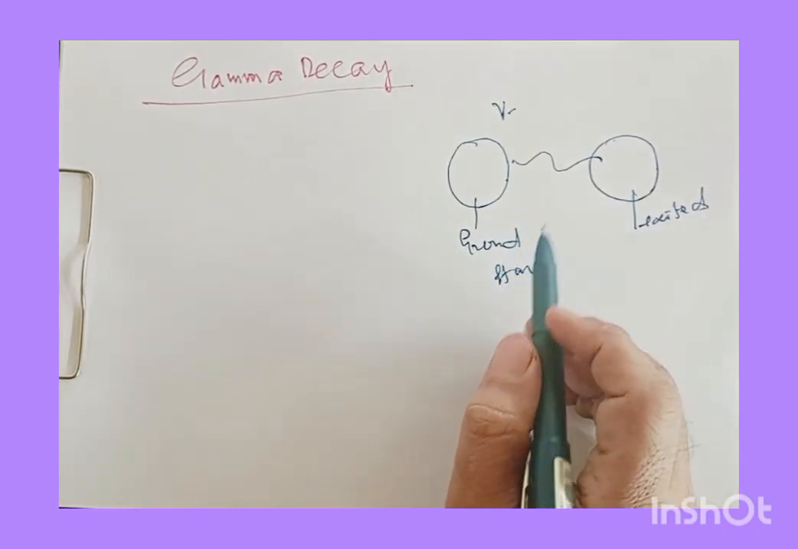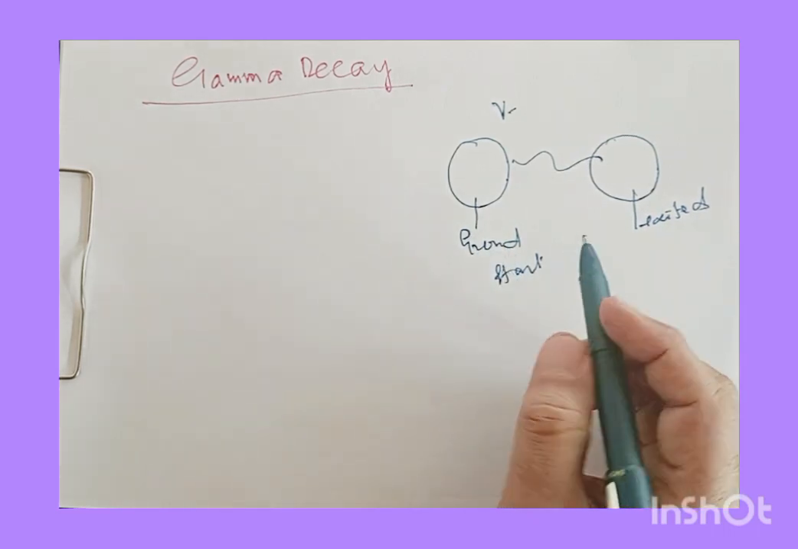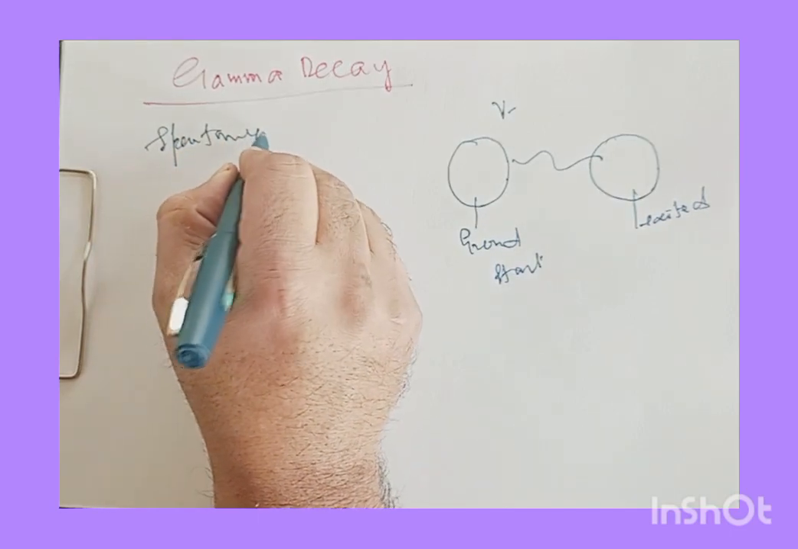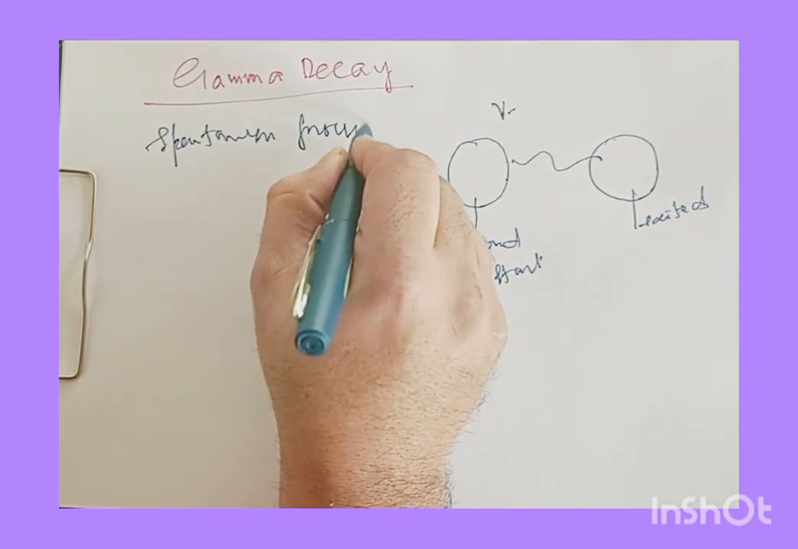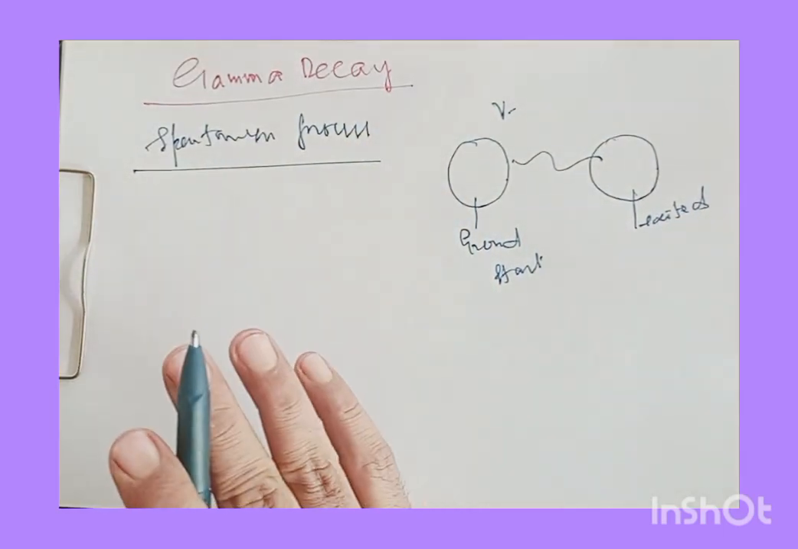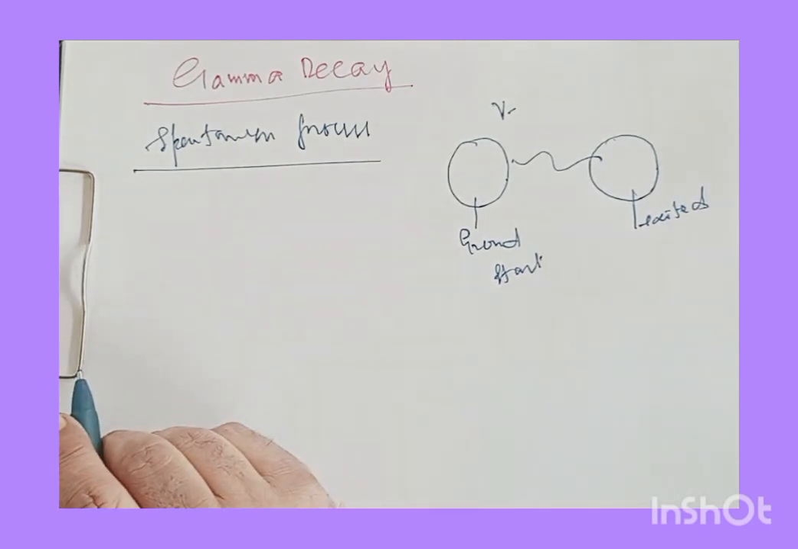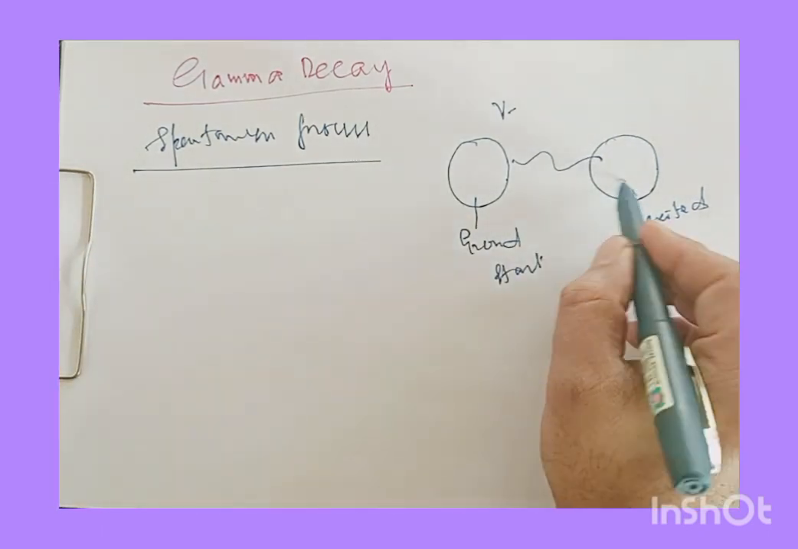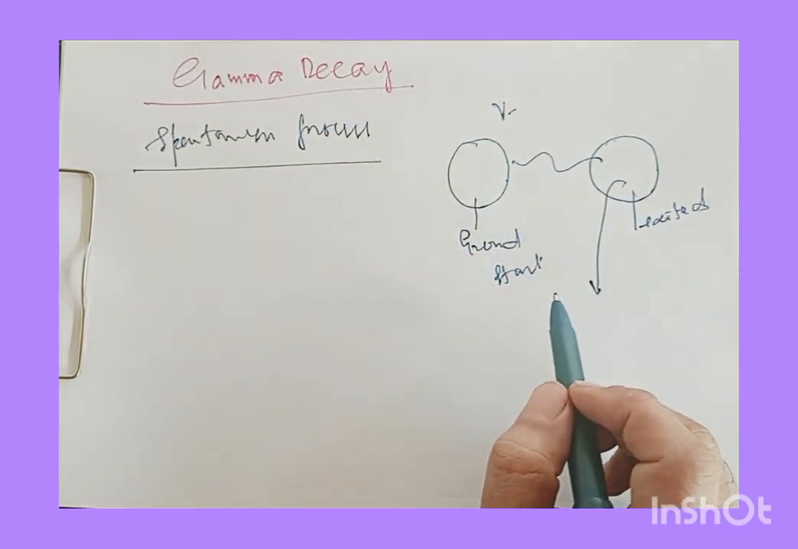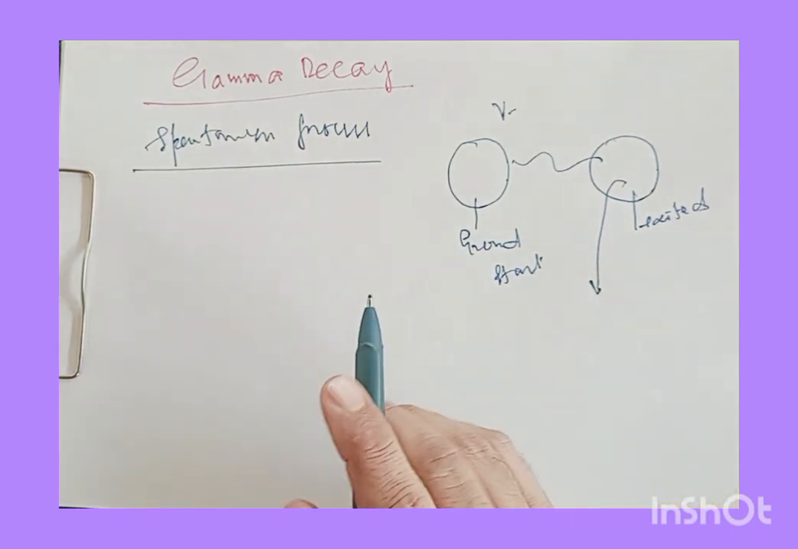So to say what gamma decay is, it is basically a spontaneous process. It's a spontaneous process of emission of higher energy photons from a radioactive nucleus. So we have a radioactive nucleus, it emits a high energy particle known as a photon. Now, this phenomenon is referred to as gamma decay.